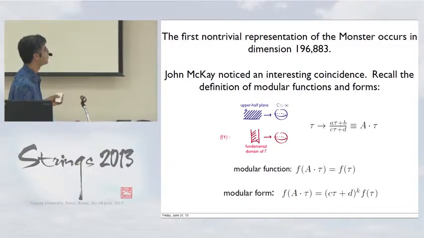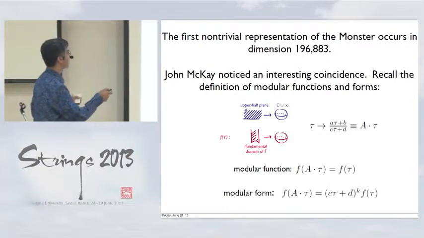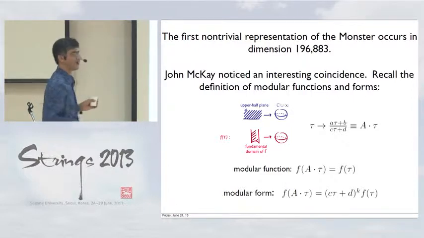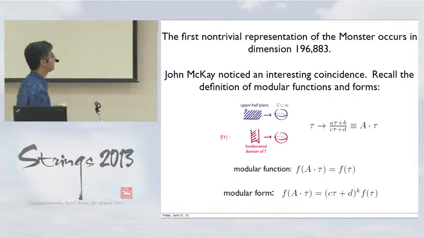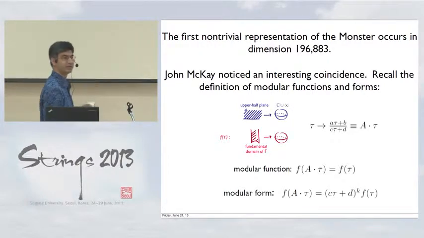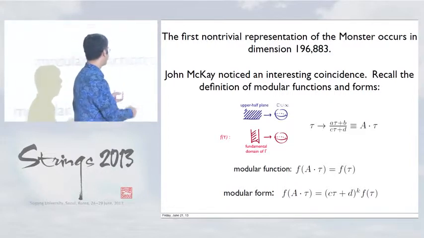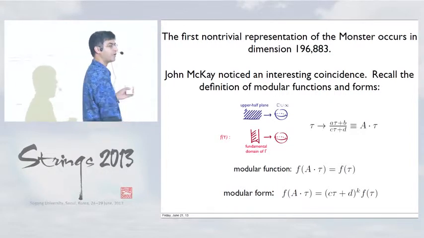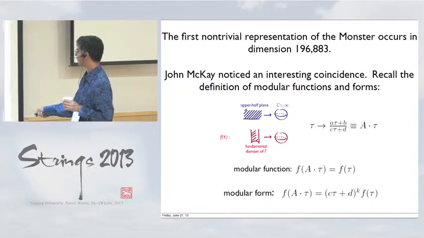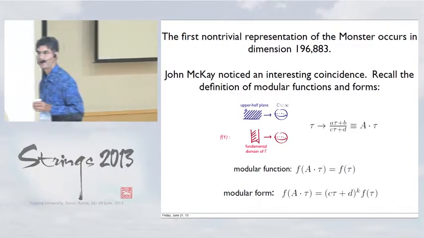So let's recall the definition of modular functions and forms. We're used to the idea that we should work in the upper half plane, modulo the action of SL2Z, so here A, B, C, and D have to satisfy AD minus BC is 1, and then quotienting the upper half plane by that action, you get the fundamental domain, the familiar keyhole region from one-loop string theory. So a modular function is one that transforms in this way under such an SL2Z quotient, while forms are allowed to have a power of C tau plus D under such a transformation, and K is called the weight of the modular form.